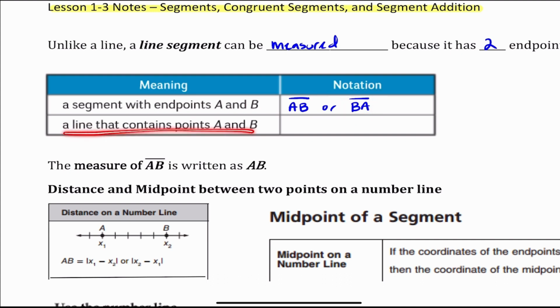Next, a line that contains points A and B. You need 2 points to name a line. I will write A and B and draw a line above the 2 points. This is called line AB. Or you can call this line BA.